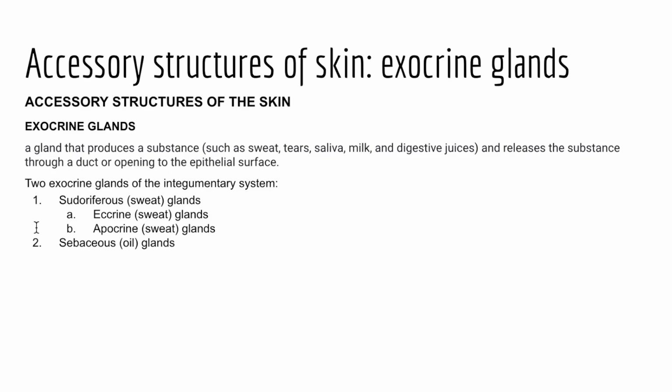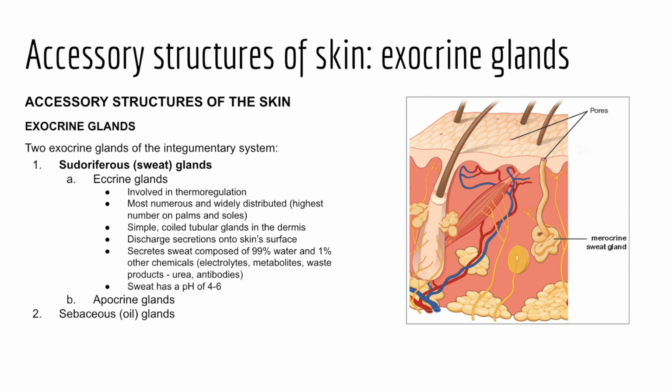Now, as we study moving forward, we're going to see that there are 2 types of sweat glands or sudoriferous glands, the eccrine and apocrine glands, and then we will study our sebaceous or oil glands. Let's first look at our sudoriferous glands, or the sweat glands, for which we have 2 types, eccrine and apocrine. First, we have our eccrine sweat glands.